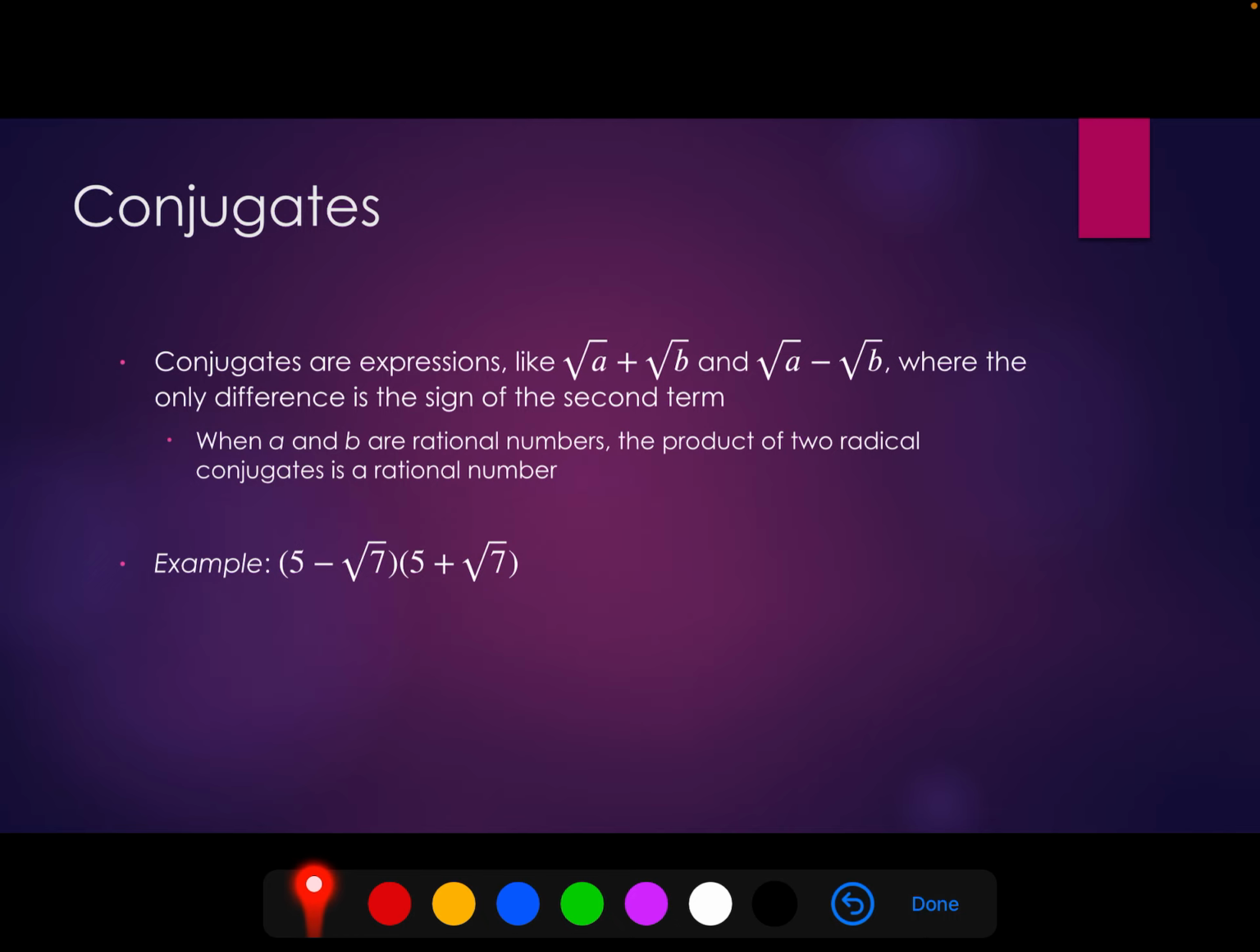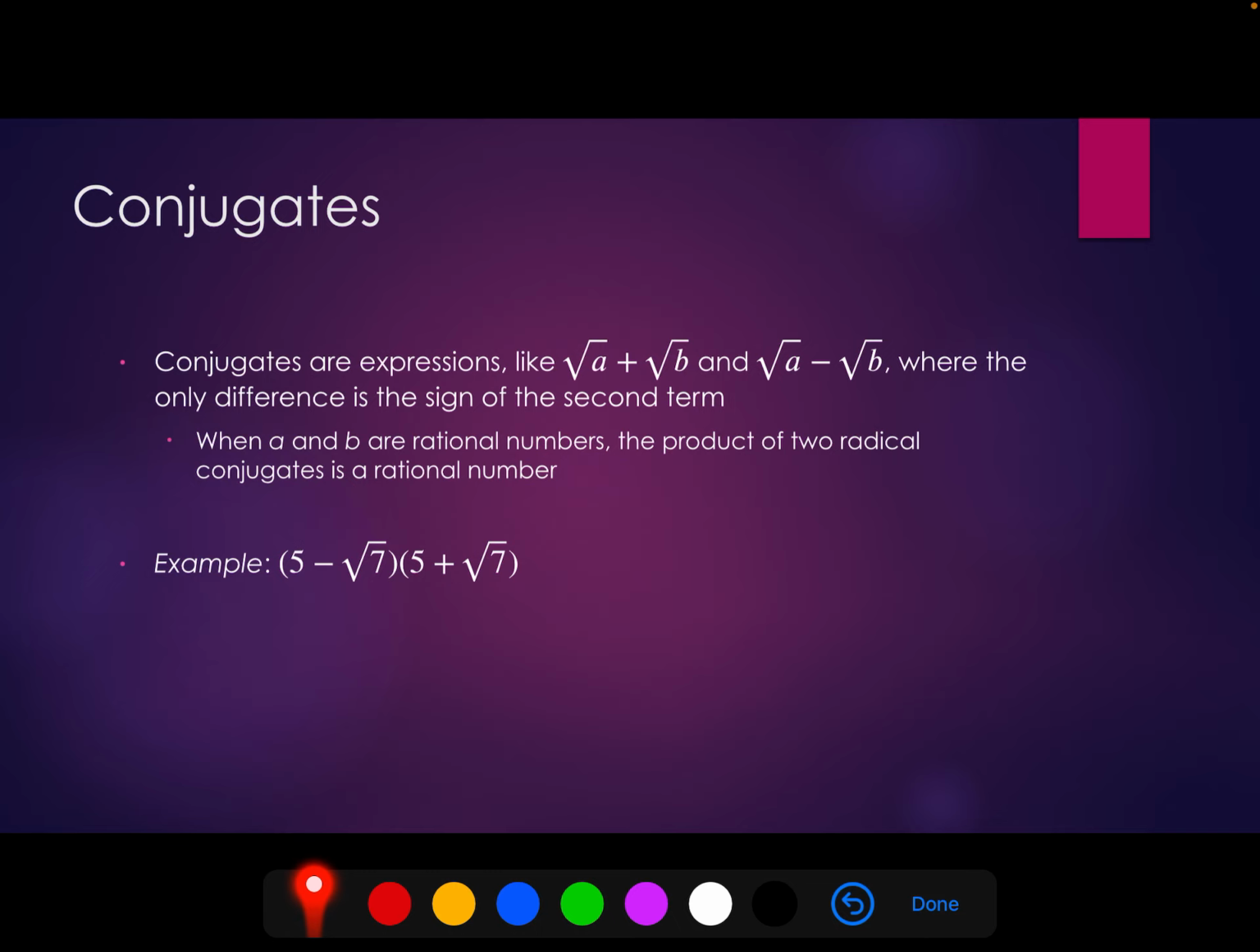See how the only difference between this right here and this right here is that plus sign and this minus sign? Square root of a, square root of a, square root of b, square root of b. And we have a little rule here. It says when a and b are rational numbers, the product of two radical conjugates is also a rational number. Let's take a look at how that would play out here.